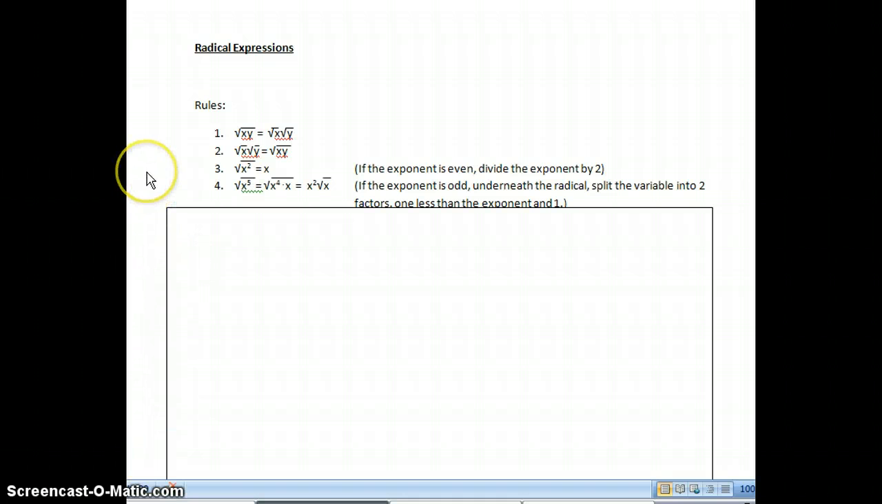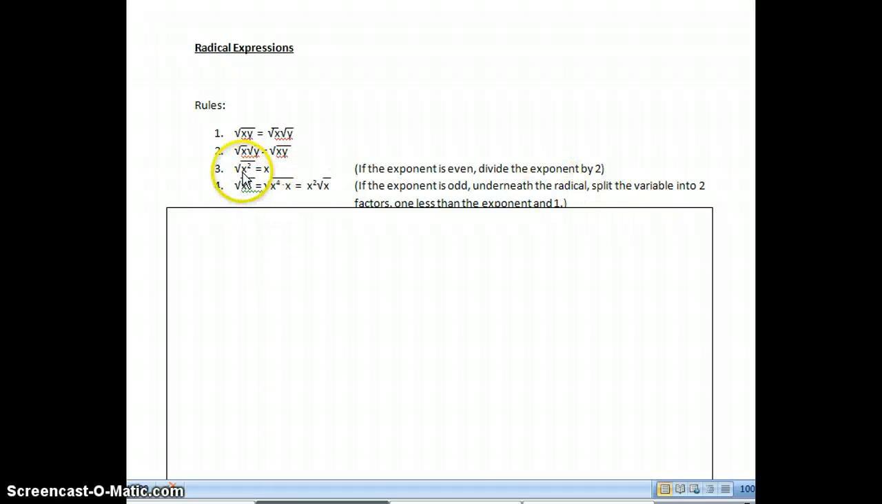Radical expressions are kind of like the reverse of square roots. Some of the rules you need to be aware of: if I have the square root of two numbers under the radical sign, I can split them into their own separate radical signs. Same thing going backwards, if I have two numbers underneath their own separate radical signs, I can put them under a single radical sign.